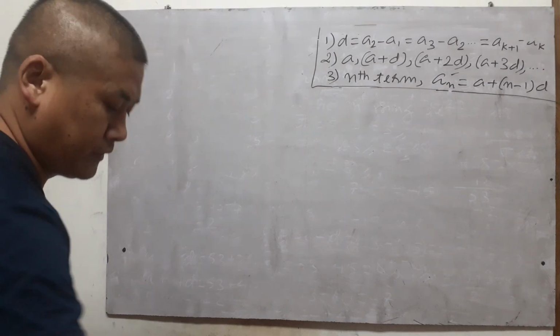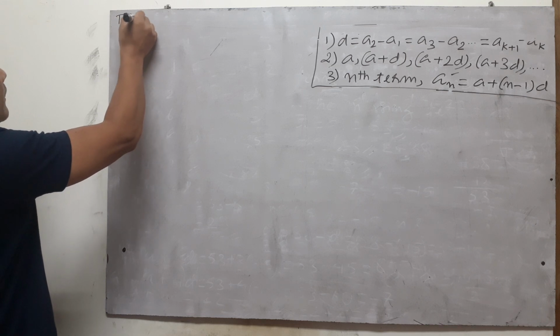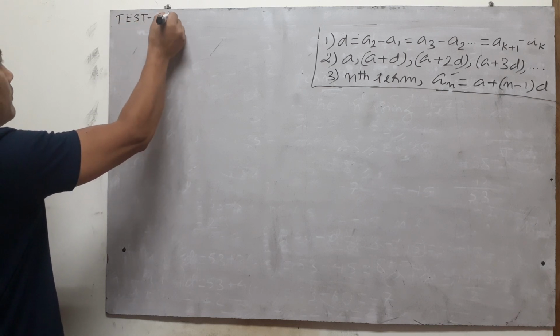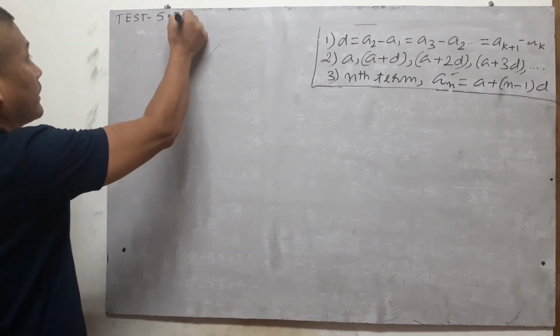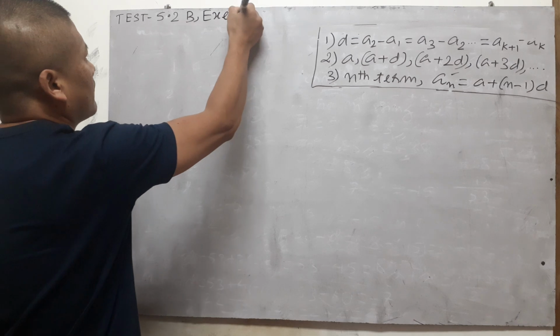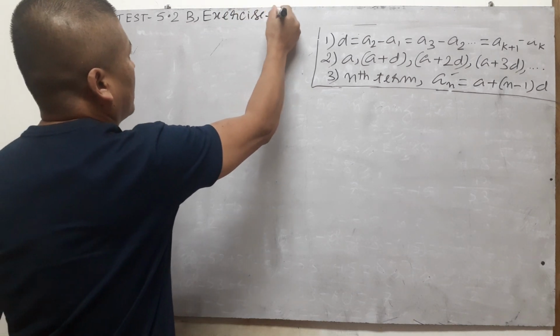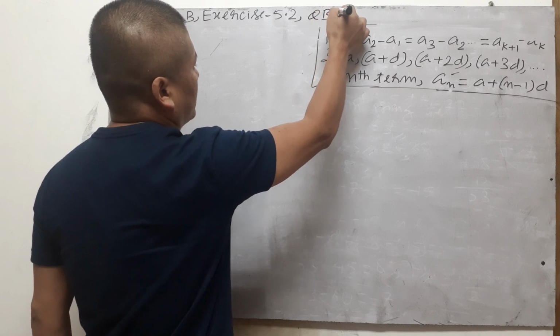So the next test, you follow me and write it down. Test 5.2, B, I think. Okay, B. This will be under your exercise 5.2. Then question B.